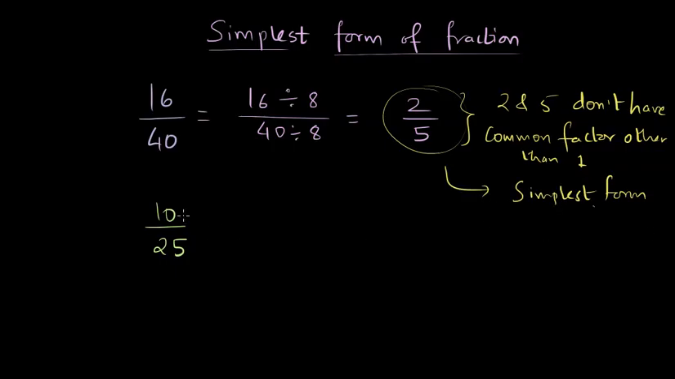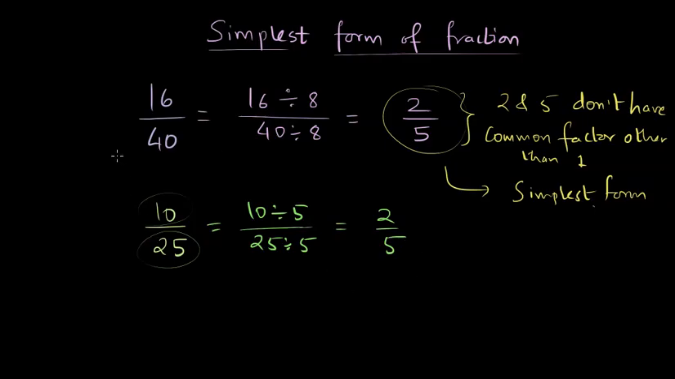Now we can do the same thing for 10 by 25, and we can decide to divide both of these by 5. But in the fraction above, we had decided to divide it by 8. Here we have decided to divide it by 5. How do we know by which number we have to divide to get the simplest form? It's trial and error at the start, but once you start practicing more and more, you will start seeing the common factors of numerator and denominator very quickly. And then if you keep dividing, you will arrive at the simplest form.